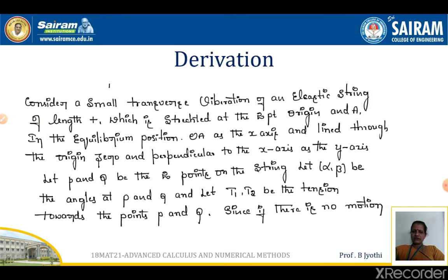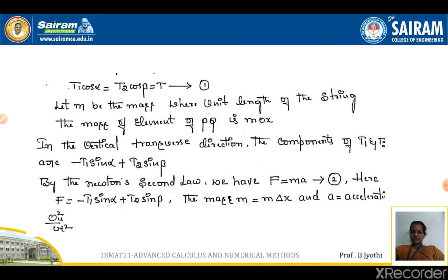Let alpha and beta be the angles at P and Q, and let T1, T2 be the tensions at the points P and Q. Since there is no motion, T1 cos alpha is equal to T2 cos beta is equal to capital T. Let's call this equation number 1.